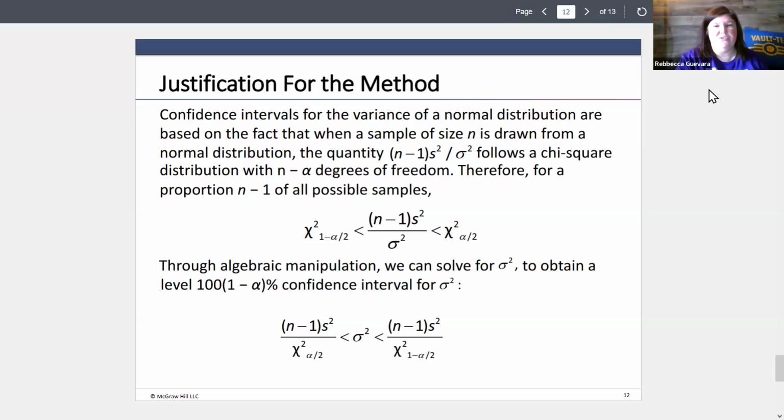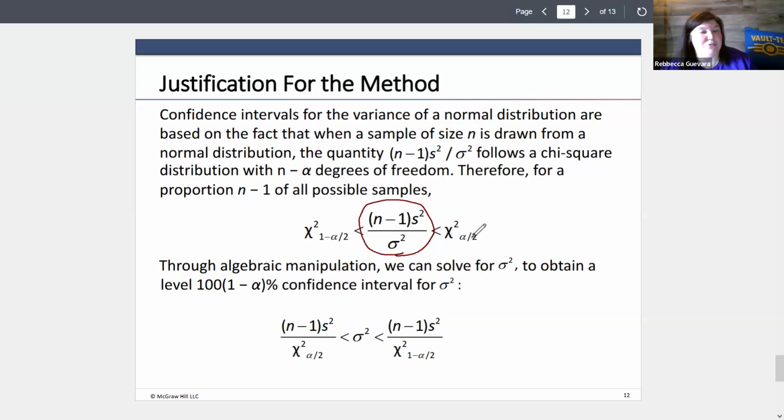Okay. So the confidence interval for the variance of a normal distribution is based on the fact that when a sample of size n is drawn from a normal population, the quantity n minus 1 times s squared over sigma squared follows a chi-squared distribution with n minus 1 degrees of freedom. All right, like I said, we're not going to go too in depth on this. Therefore, for all possible samples, n minus 1 times s squared over sigma squared is going to be between your chi-squared of 1 minus alpha divided by 2 and your chi-squared of alpha divided by 2.